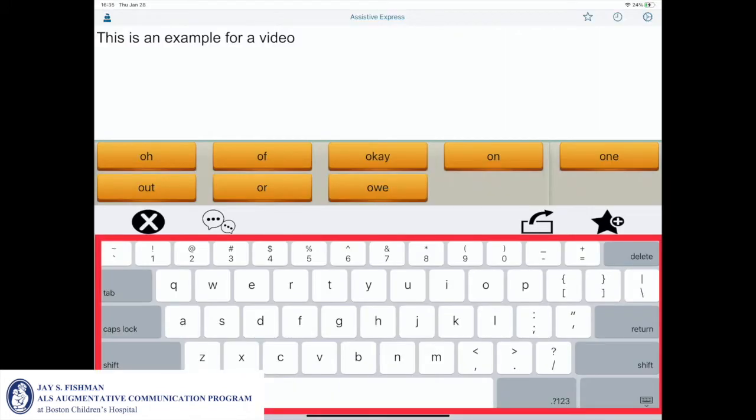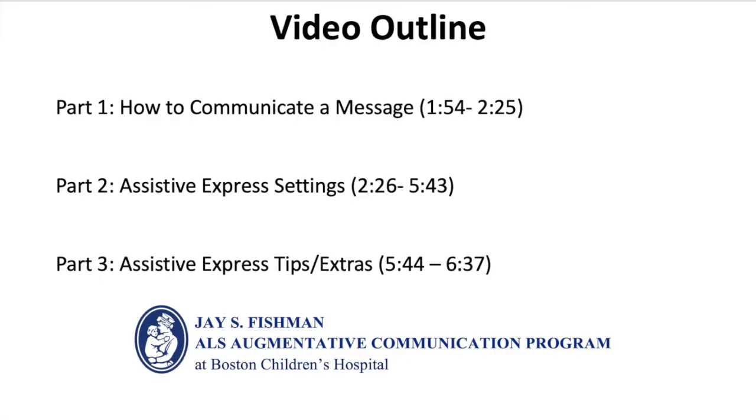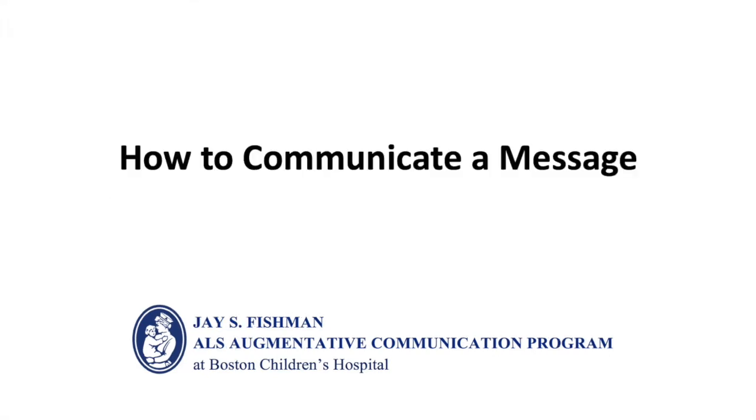The last item you'll see on your home screen is your keyboard. The remainder of the video will be broken down into three parts. The first being how to communicate a message, the second, the Assistive Express settings, and third, Assistive Express tips and extras. The video will now demonstrate how to communicate a message in the Assistive Express app.